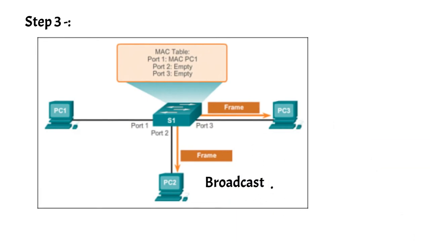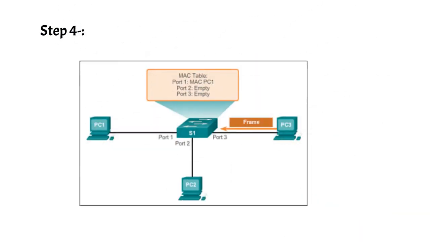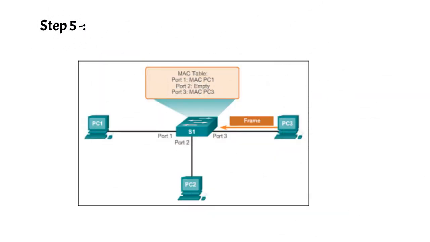In the next step, the destination device, PC3, replies with a unicast frame addressed to PC1. As you can see, PC3 sends a reply frame. In the next step, the switch enters the source MAC of PC3 and the port number of the ingress port into the table. The destination address of the frame and its associated ingress port is found in the MAC address table. As you can see, S1 adds the MAC address for PC3 in the figure.